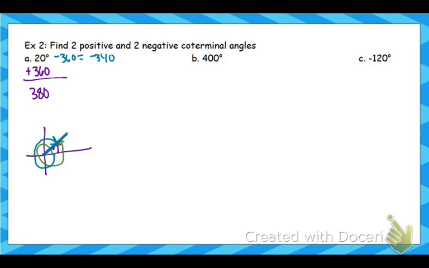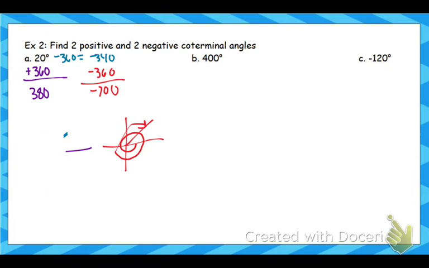I could subtract 360 again, and I would get negative 700. Okay, that's also the same angle. It still has the same terminal side, but I go around in a full circle in the negative direction. So all those angles have the same terminal side. It's just a matter of which direction we're moving and how many circles we're making.